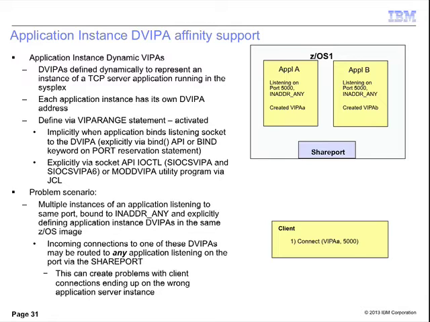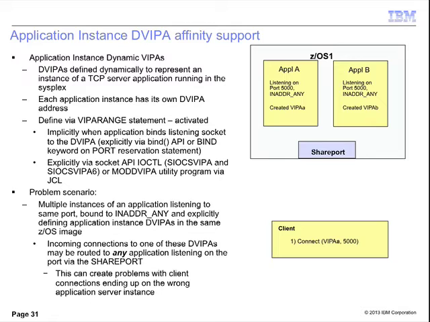When they come up, they can ask for a dynamic VIPA to be activated that represents them within the Sysplex. You define a VIPA range statement, and then you activate the VIPA either by binding to the DVIPA or by issuing a particular ioctl call or MODDVIPA utility to cause the creation of that dynamic VIPA. Either way, it gets created, and now it represents the application throughout the Sysplex.